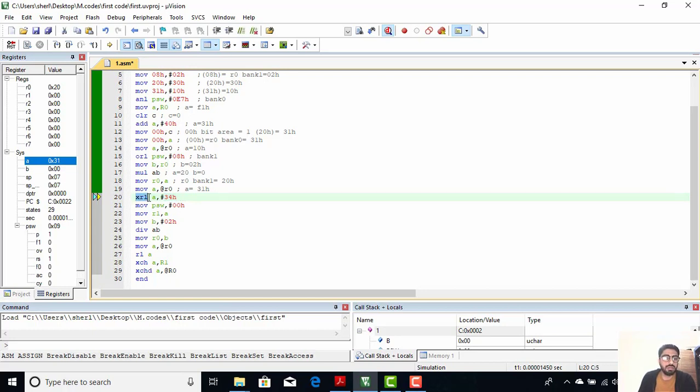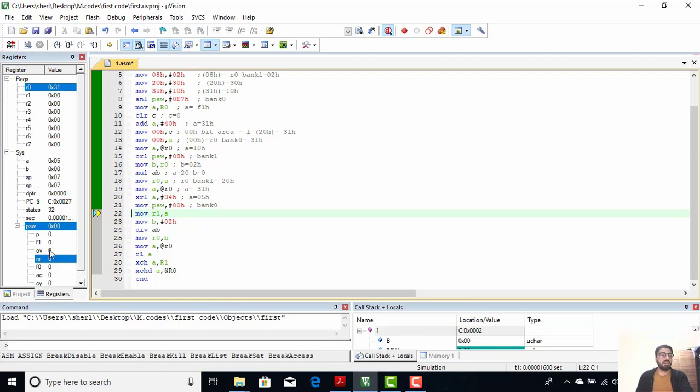And now we need to do XOR with the data 34 hex. Let's see the results. So in this case, A is going to be equal to 5 hex, as we took this value. Now we are moving 00 hex data to the program status word, which means we move to bank 0 again. Let's test it, and this value is going to change to 0. Now it's 0 and we are in bank 0.